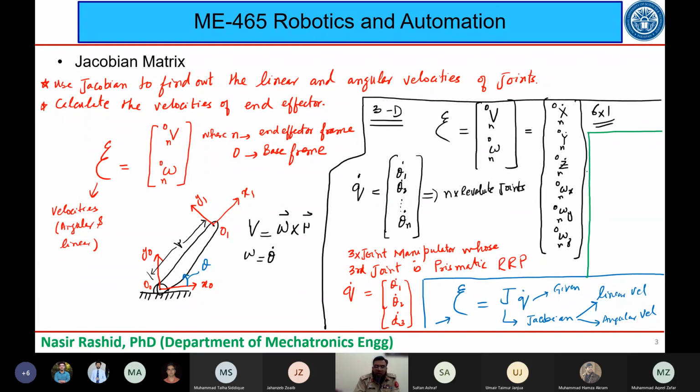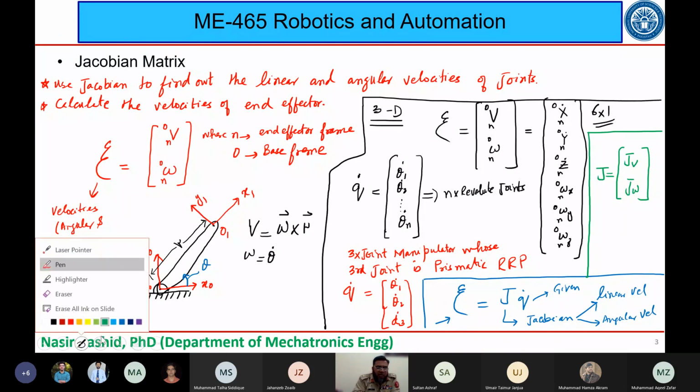So what we will be looking at, a Jacobian matrix J will have two parts, a Jacobian of linear velocity and a Jacobian of angular velocity. So ये जो Jacobian matrix है J, जो मैं find out करना चाह रहा हूँ, this will have two components, a Jacobian for linear velocity and a Jacobian for angular velocity. Okay, so let me just take another color and write it down here.